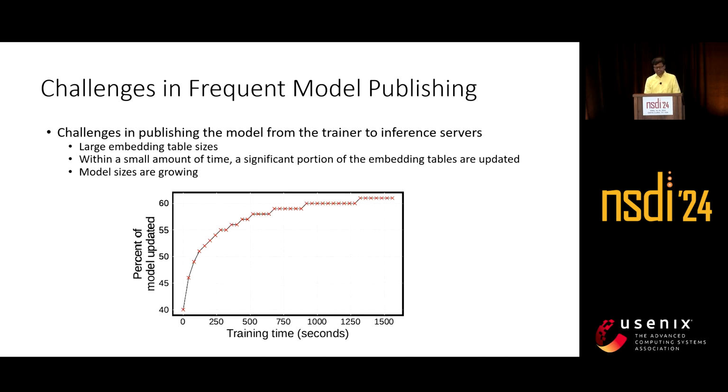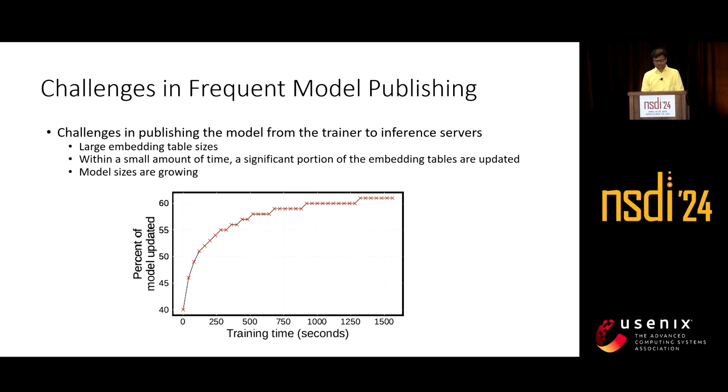Now let us look at the challenges in frequently publishing the model from the trainer to the inference servers. One of the main challenges in frequently publishing is due to large embedding table sizes. As these embedding table sizes are in order of terabytes, publishing such large models very frequently is not possible at scale due to the limited network and storage bandwidth.